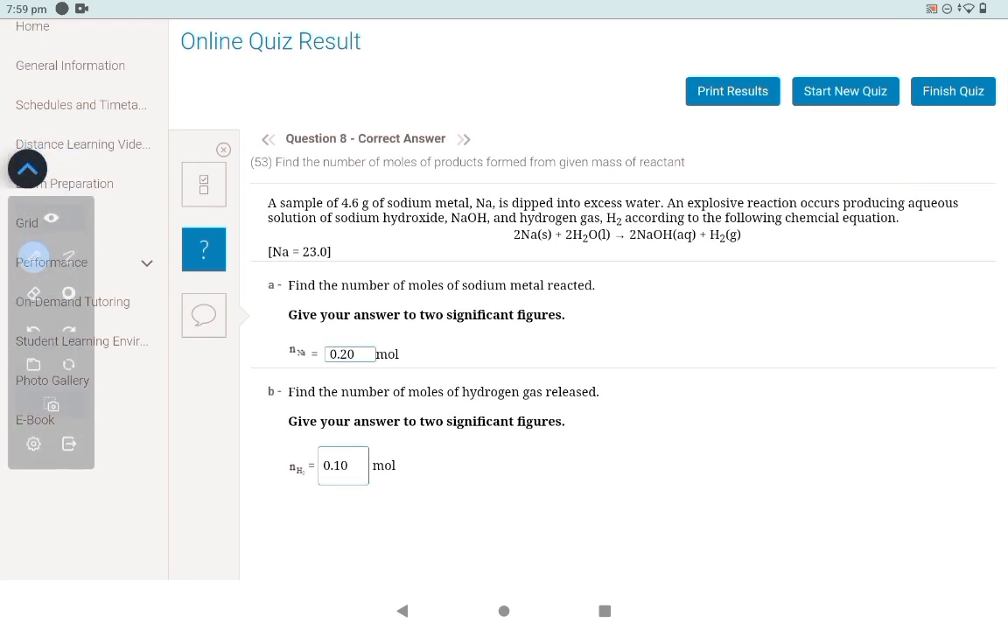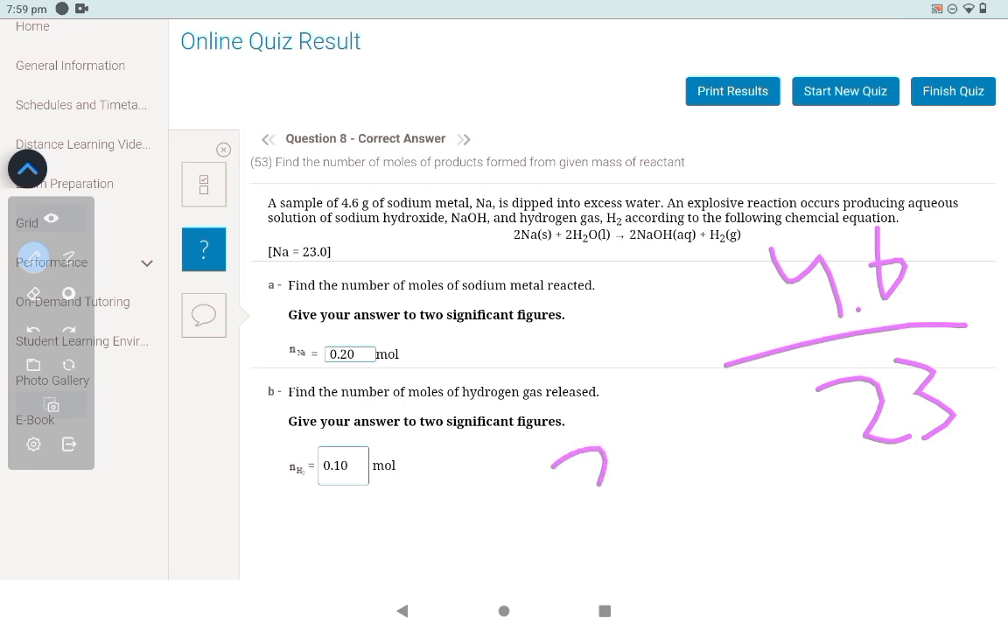Same thing, n is equal to m over M, number of moles of sodium metal reacted, 4.6 gram of sodium metal, so 4.6 over the molar mass of sodium, molar mass is 23, so that's 4.6 divided by 23, we get 0.2. They want the number of moles of hydrogen gas released. The MCR is 2 to 1, so it's going to be cross multiplication, 0.1.